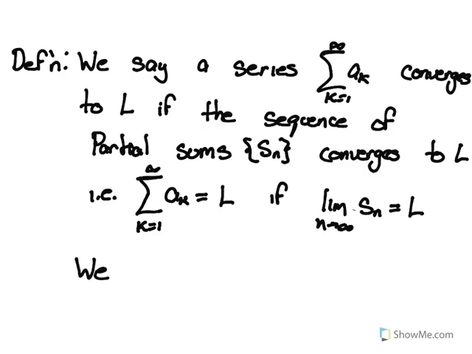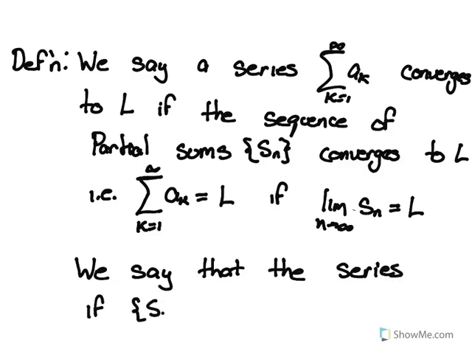And of course, we say that the series diverges if the sequence of partial sums S_n diverges. And again, we know what it means for a sequence to diverge. So we use that to define what it means for a series to diverge. So let's see a few examples of how we can use the definition to show if a series converges or diverges. So the first example is the series, the sum from k equals 1 to infinity of just k.